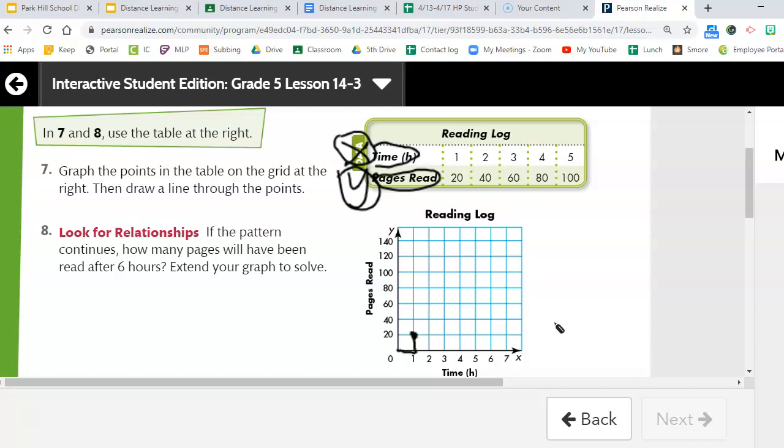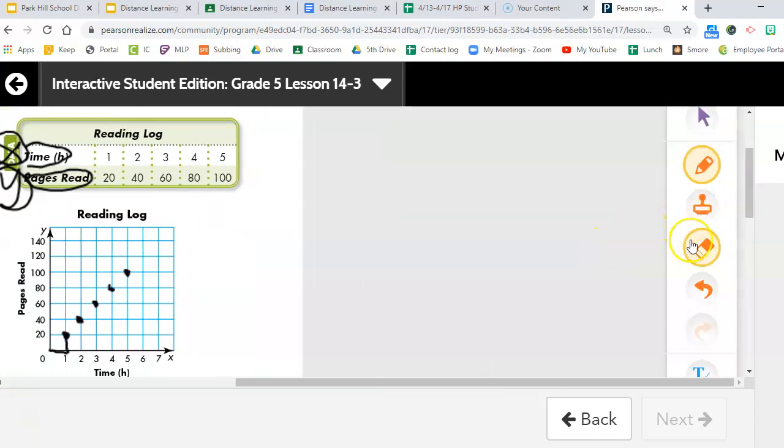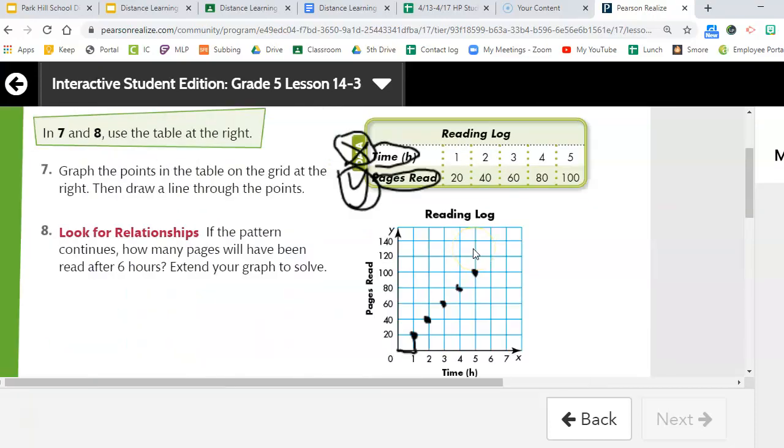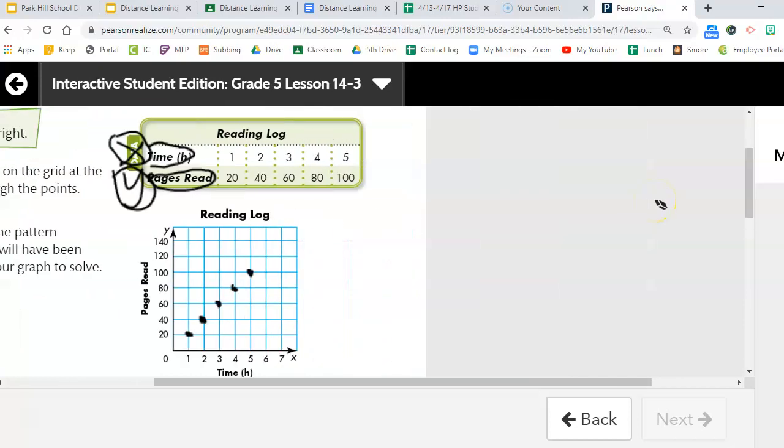So right there. And then for the next one, over 2, up 40. Next one, over 3, up 60. Next one, over 4, up 80. And last one, over 5, up 100. Okay. I'm also going to erase this little one right here so you can see the actual dots.